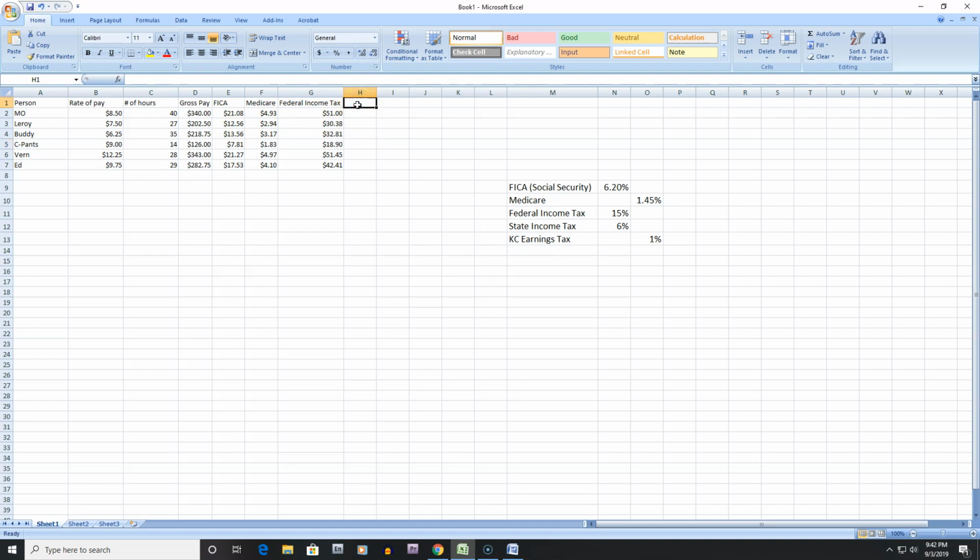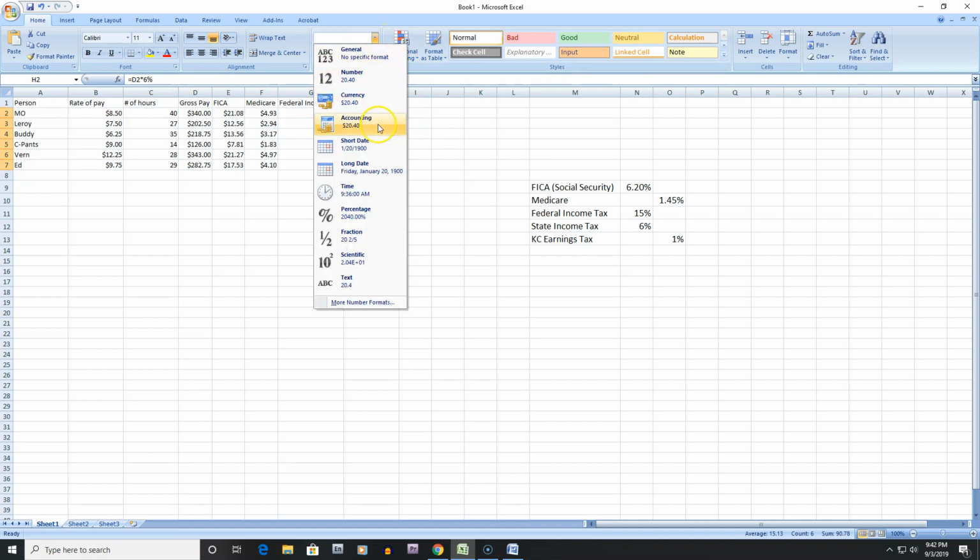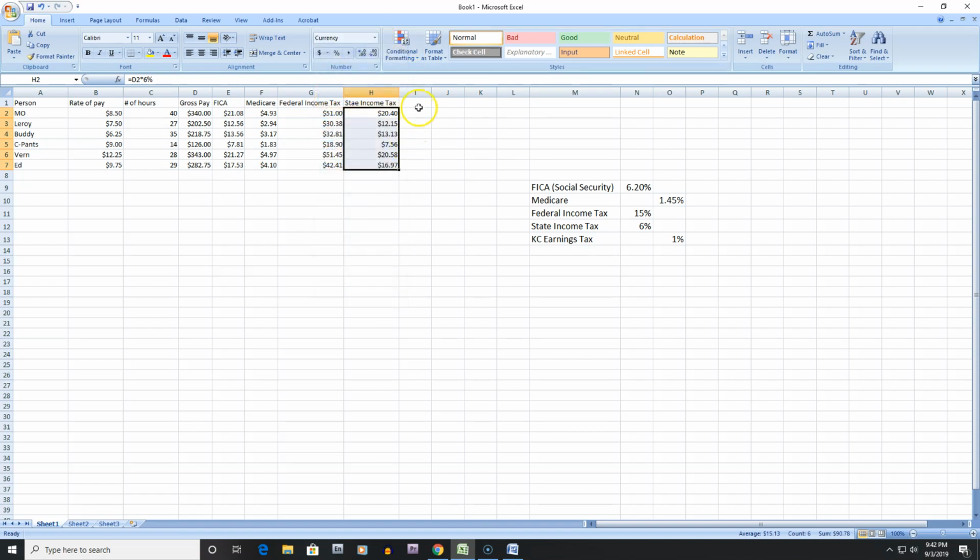Now I'm going to go to state income tax. Double click here to get my formatting feeling right. Going to hit my equal sign. Going to go to D2. Going to go to the little multiply guy, and we are multiplying by 6% this time. 6, shift F5, hit enter. Go to my homie square, drag my homie square down. Currency. Okay, and then the final one is the KC earnings tax.